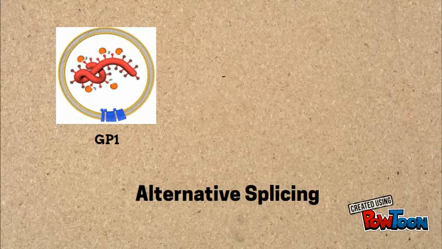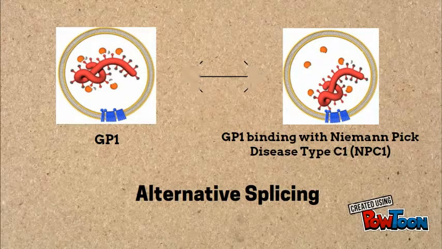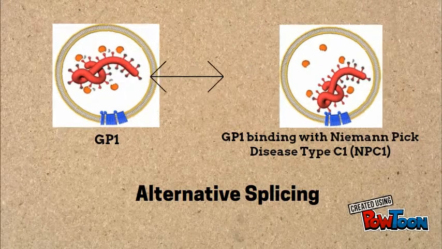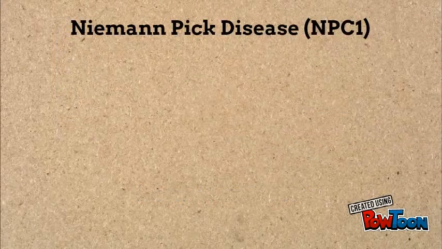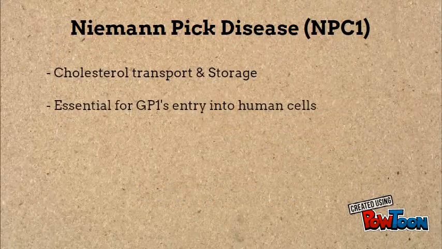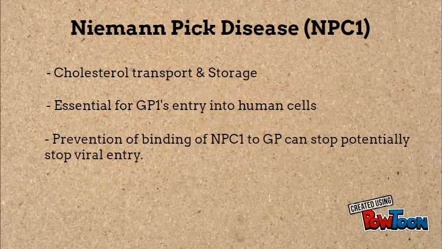GP1 interacts with NPC1. Niemann-Pick disease, type C1, is a protein-coding gene involved in cholesterol transport and storage. It is important for viral entry for GP1. Studies have shown that preventing the binding of NPC1 to GP1 allows it to inhibit the viral infection, therefore suggesting that NPC1 can be a major contributor to an Ebola antiviral drug.